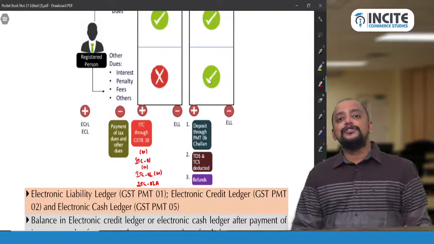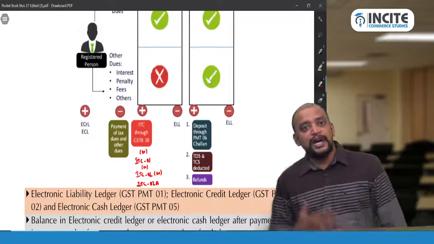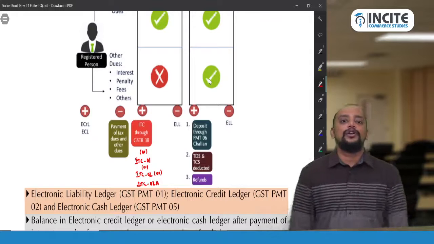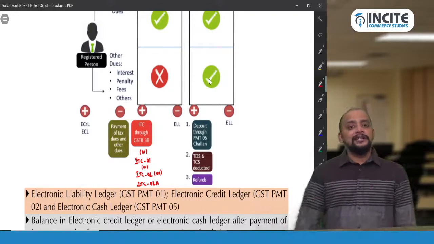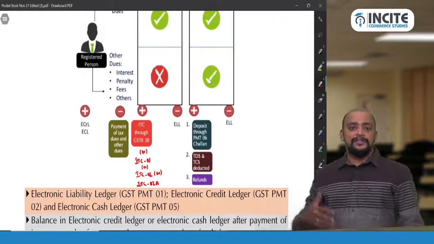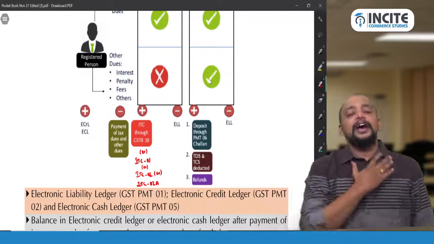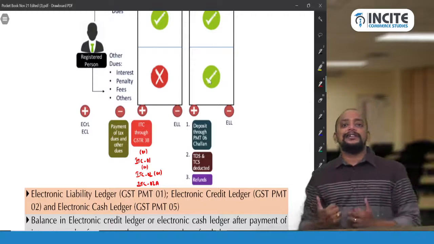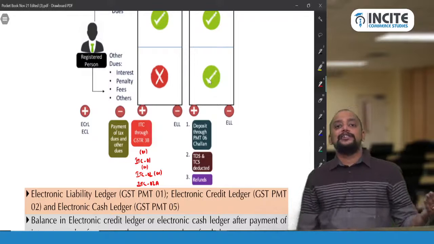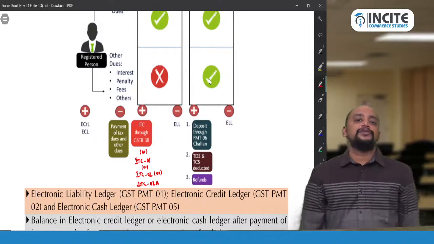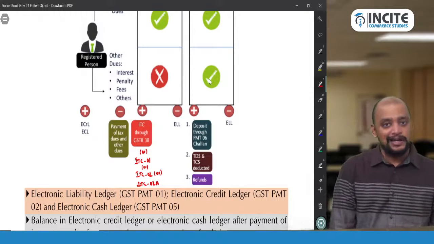And TDS is also the same. Whenever we make supply to central government, state government departments, public sector undertakings, local authorities or any government agencies who are liable to deduct TDS, whenever they make payment to us, they will deduct TDS and pay it to the government in our name, and we will be able to take that as credit in our electronic cash ledger. This will come in GSTR-2A, and from GSTR-2A it will automatically go to our electronic cash ledger, which can be adjusted against our liability.